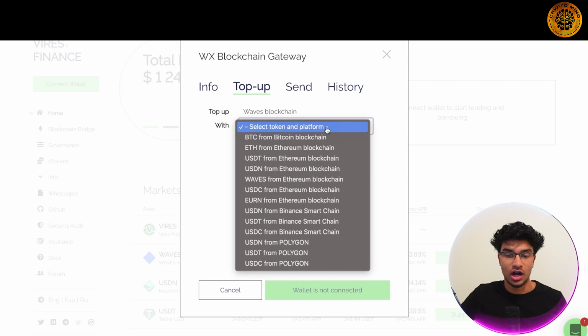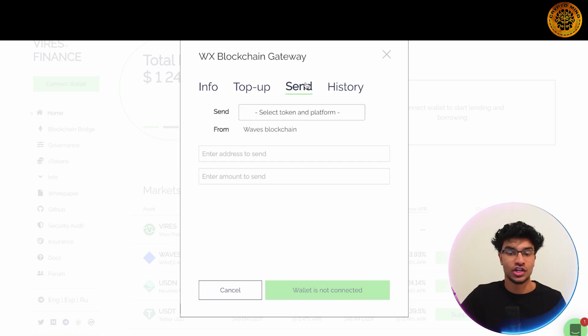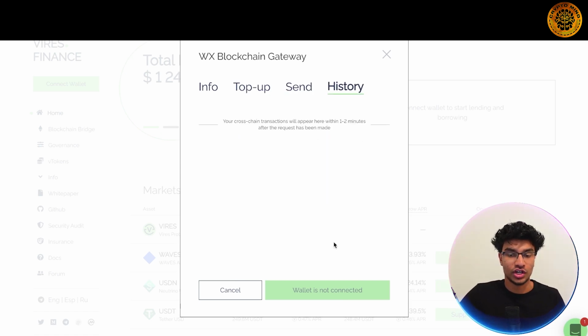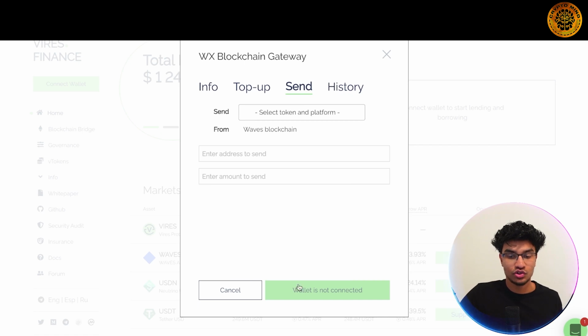Then there's the top up, where you top up your balance with whatever asset you would like, and then transfer it over onto the blockchain, and then you send it over, and you can check all your history over here. For this feature, you need to connect your wallet, and then you'll have access to all this blockchain gateway and be transferring different cryptocurrencies and assets.